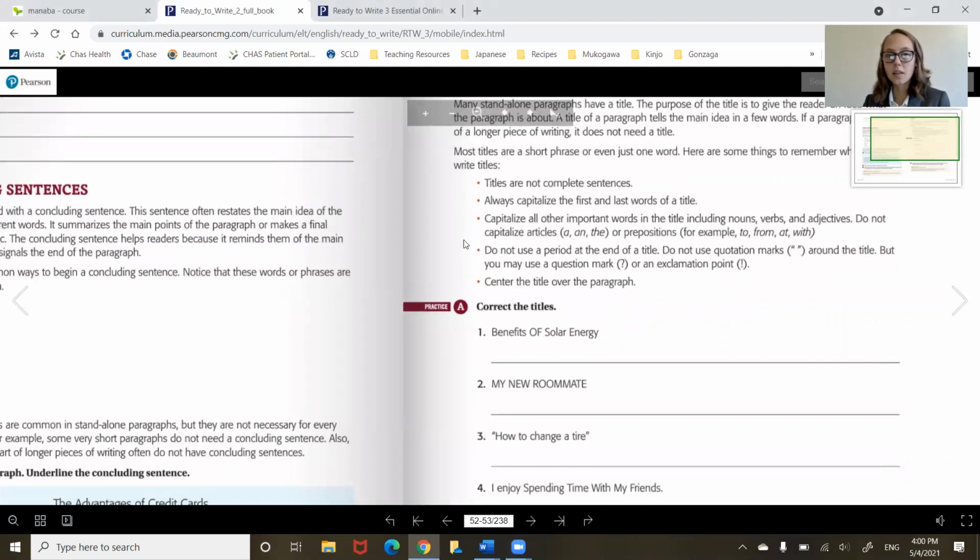Here are some things to remember when we write titles. They are not complete sentences. They capitalize the first and last words and all other important words. So those are nouns, verbs, adjectives. We're not going to capitalize a word like a in the middle of the sentence or a preposition like to, but if it's the first word, then you do capitalize it. And you don't have a period, and it's in the center over the paragraph.